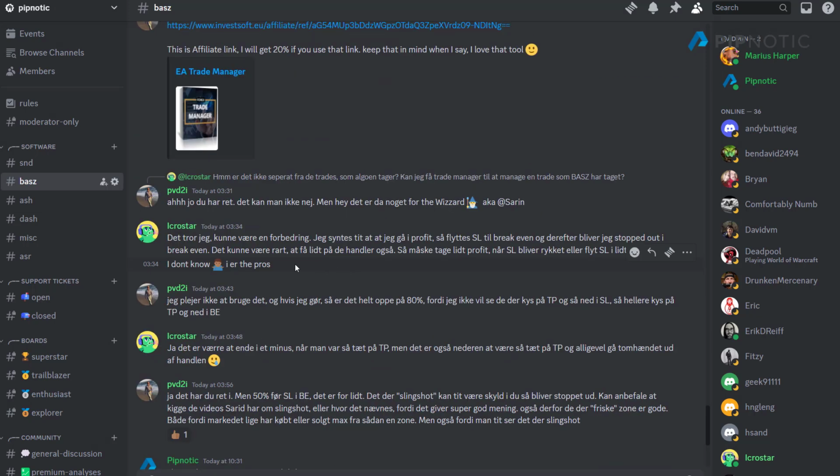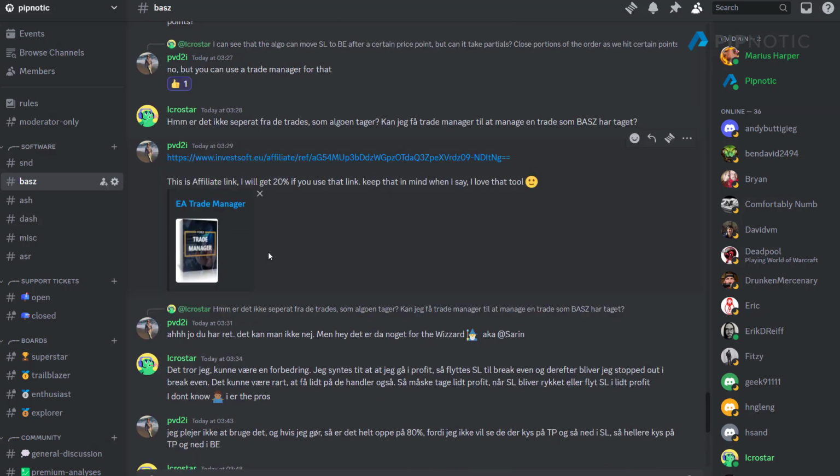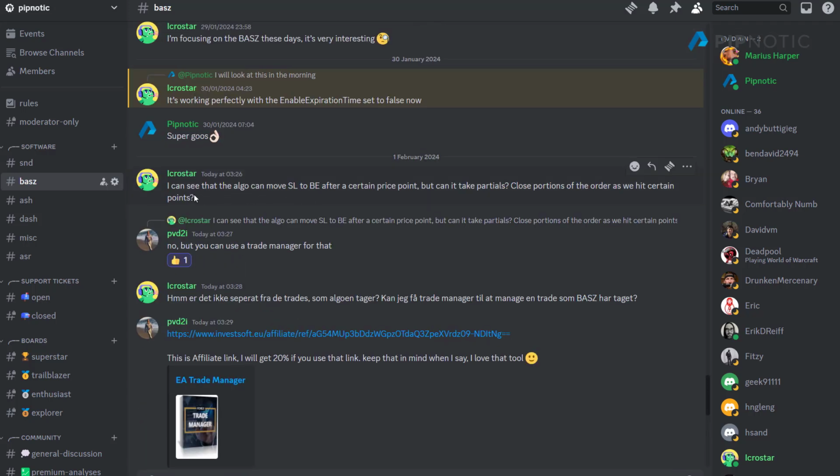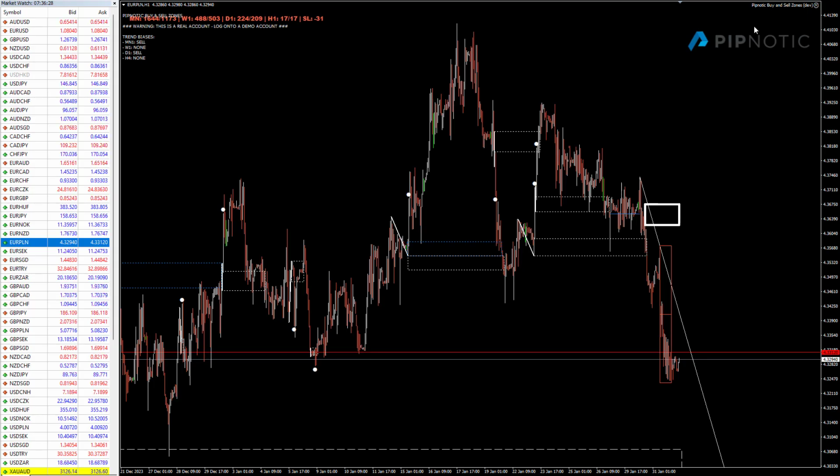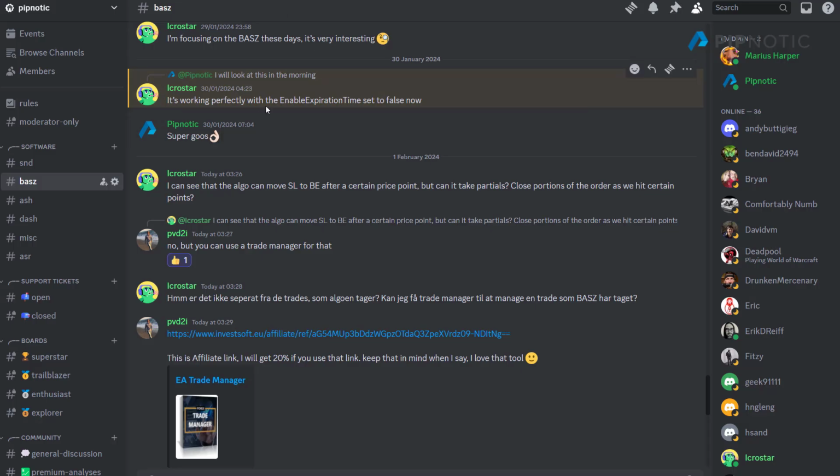where is Icrostar's comment? Okay, here I can see the algo can move a stop loss to break even after a certain price point, but can it take partials, as in partial profits? Sorry, close portions of the order as we hit certain points? And the answer to that is no. Currently, it cannot. But now, due to an update that I just released, and thank you so much, Icrostar.